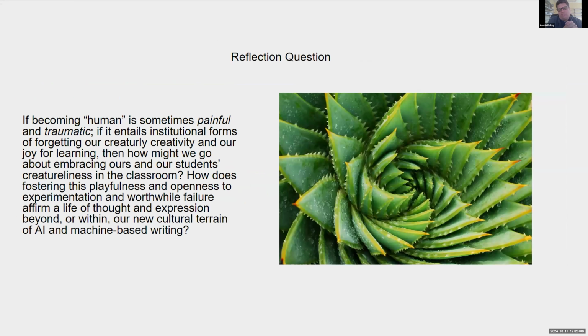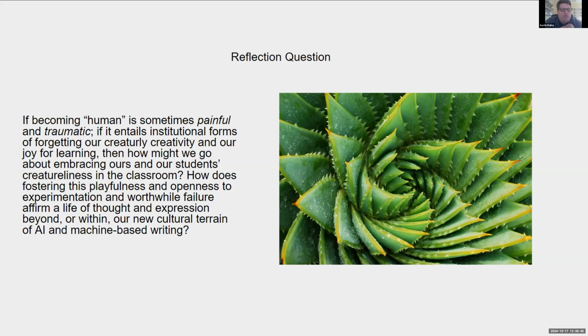So I'll end with this. I don't want to go on too long, but my larger question is this: if becoming human is sometimes painful and traumatic, one of the things we talk about a lot in my classes when we talk about ungrading as a subject is the traumas, whether micro or macro, that are associated with being graded. So if becoming human is somewhat painful and traumatic, if it entails institutional forms of forgetting our creaturely creativity and our joy for learning, and this is something I know is coming up in the next presentation, then how might we go about embracing ours and our students' creatureliness in the classroom?